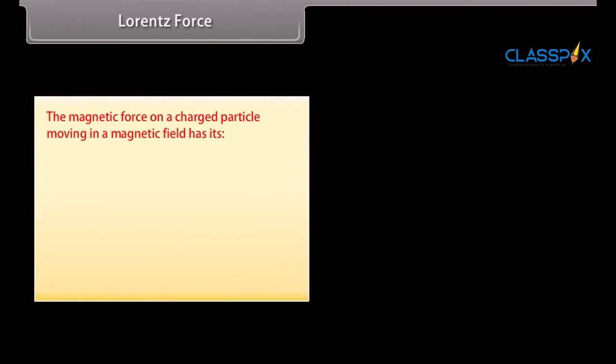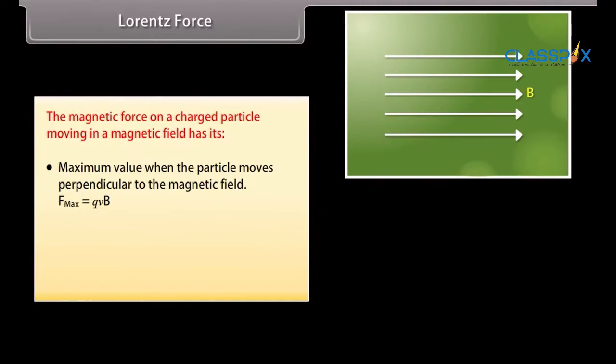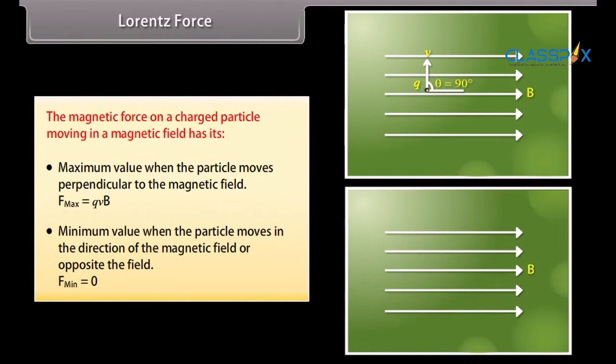The magnetic force on a charged particle moving in a magnetic field has its maximum value when the particle moves perpendicular to the magnetic field. F max is equal to QvB. It has a minimum value when the particle moves in the direction of the magnetic field or opposite to the field. F minimum is equal to 0.